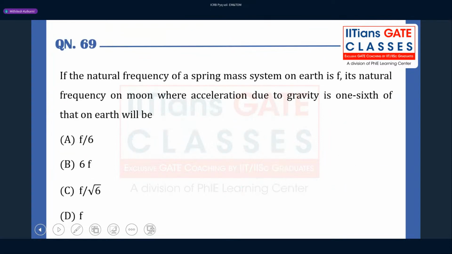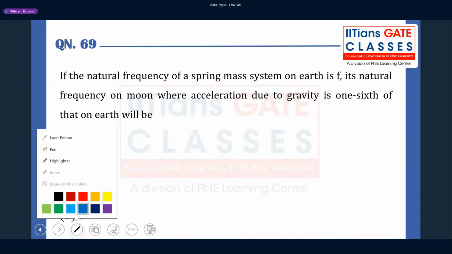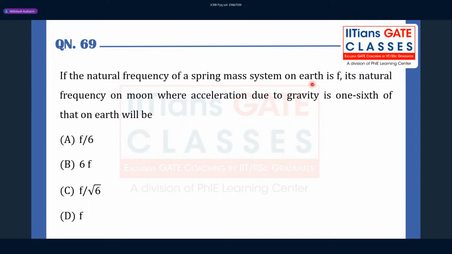Coming towards next question. This is from the vibration topic. If the natural frequency of the spring mass system on Earth is F, its natural frequency on the moon, where the acceleration due to gravity is 1/6 of that on the Earth, will be. We know that the natural frequency of a spring mass system can be given as under root of g by delta, where g is the acceleration due to gravity and delta is the deflection.